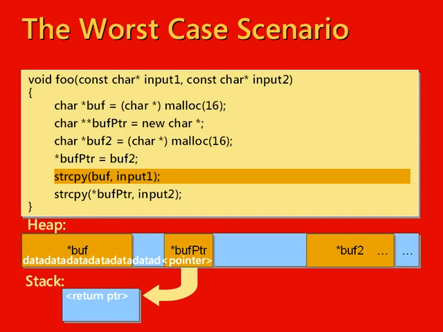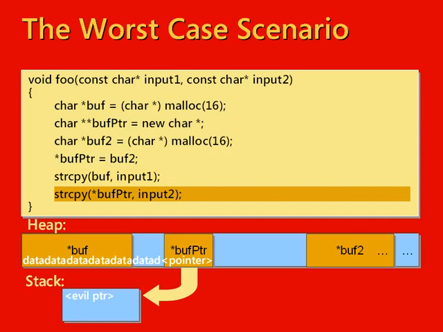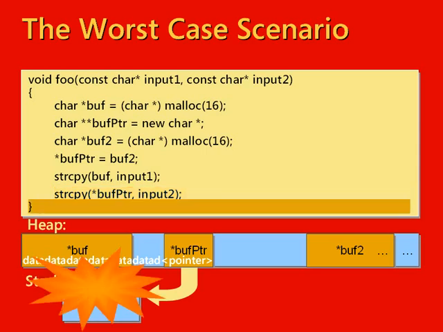And now, when that last string copy occurs, that input 2 value, being the pointer to malicious code, would overwrite the return address on the stack, and as a result, when the method finished execution and went to return, we would find ourselves in a world of hurt.